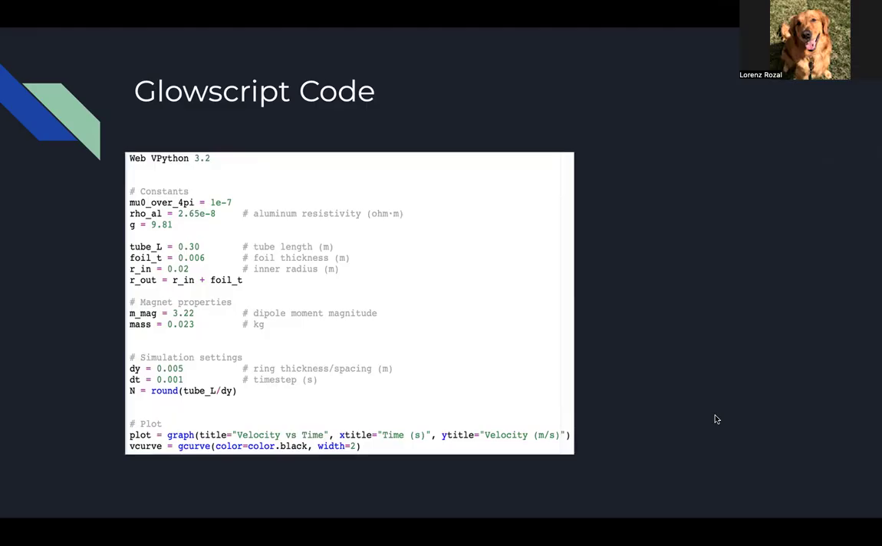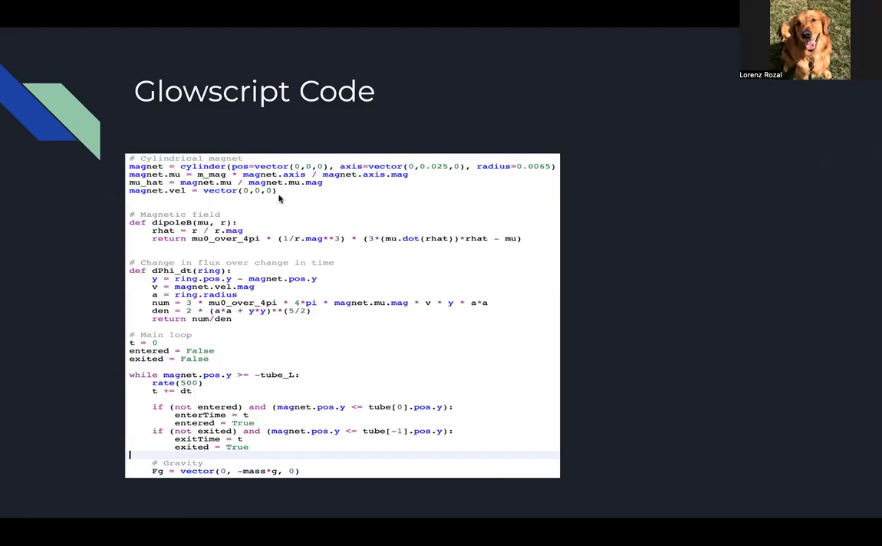So this is my GlowScript code. These are just the constants. The one thing we had to look up was the aluminum resistivity, and then we had the tube length, wall thickness, and the inner radius. We also had the magnet properties, which we determined in the previous lab, like the dipole moment magnitude and the weight. And these are some of the simulation settings so we could integrate across and everything. Then I just plotted the velocity versus time graph.